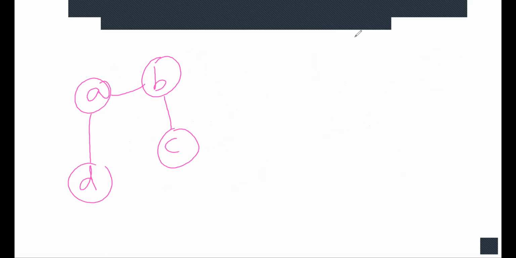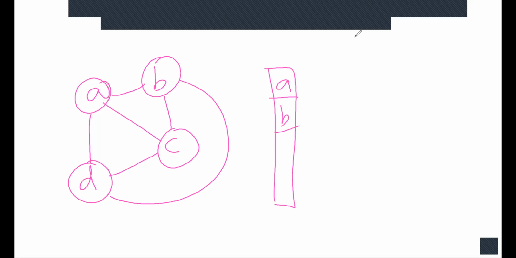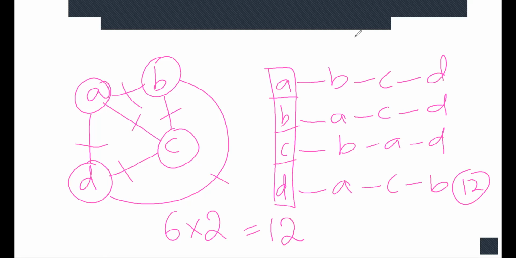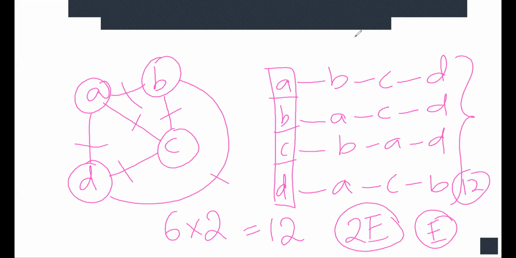Now if I make it a simple graph without any directions, my adjacency list will look like this. A is connected to B, C and D. B is connected to A, C and D. C is connected to B, A and D. D is connected to A, C and B. So you have 1, 2, 3, 4, 5, 6 edges, and 6 into 2. If it's not a directed graph, you will have 2e edges to scan in the adjacency list. If it's a directed graph, it will be equal to the number of edges, which was the previous case.